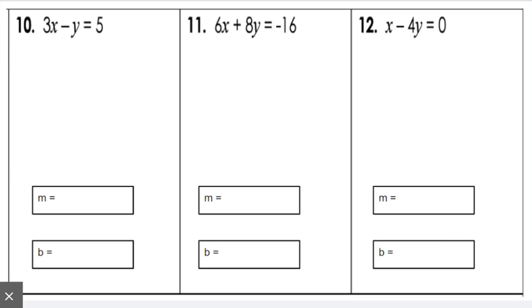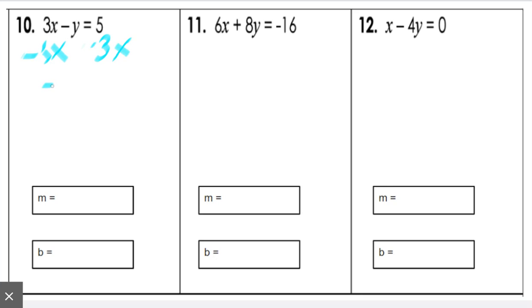Okay, so these are the example problems from yesterday's assignment. The first thing we want to do is rewrite these equations in slope-intercept form. So we have to first isolate the y variable. For this first problem, we're going to first subtract 3x from both sides.